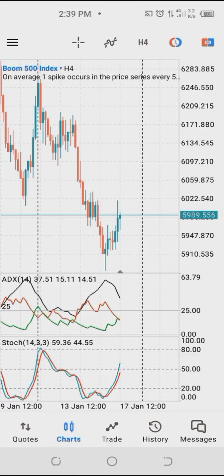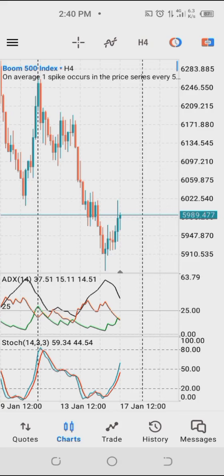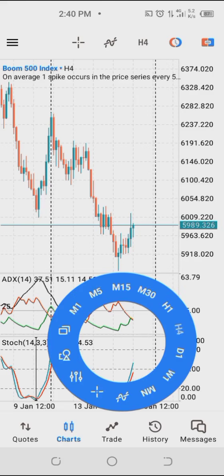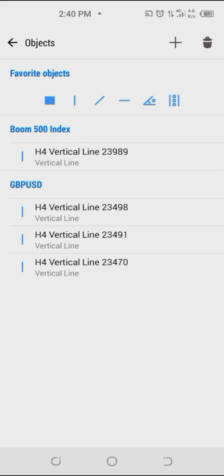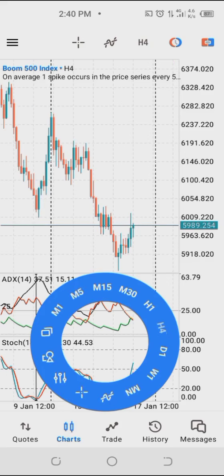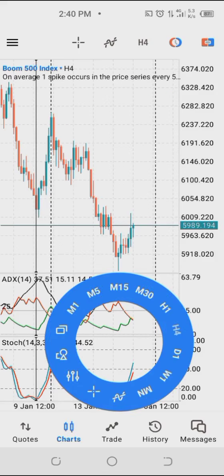Let's say I'm on the H4 time frame now. I have my extreme here. Let's say my price is below the 20 level on the H4 time frame. Yes, price is below the 20 level on the H4 time frame. And what happened? Now I'll move over to the H1 time frame.